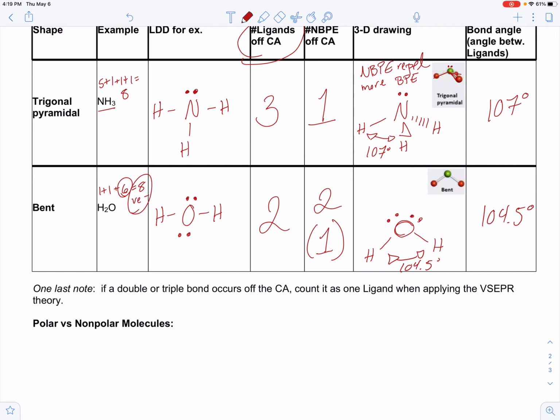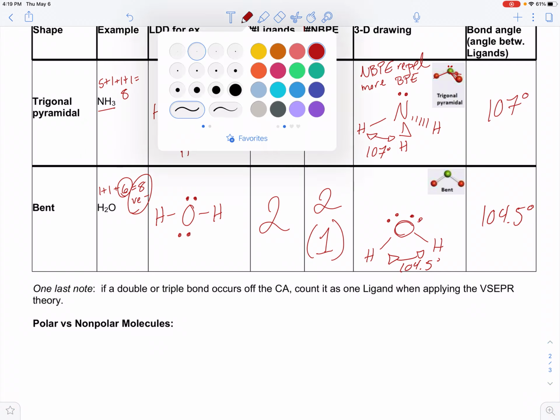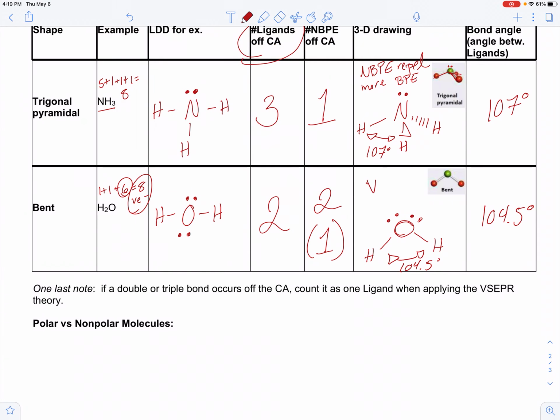Now, what we're going to be doing next class is we're going to be building these molecules so we can see how these VSEPR shapes that we just drew here, again, these are our VSEPR shapes, how they sort of depict what happens in the 3D molecule. So we'll build them next class with our model kits. And that's it for your VSEPR notes.